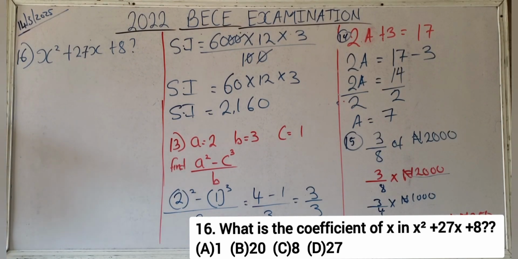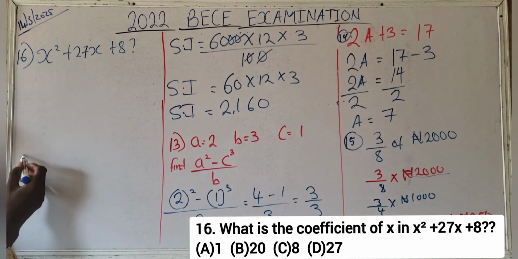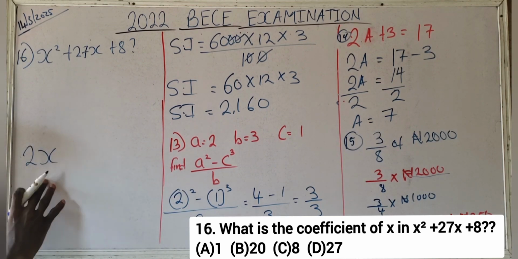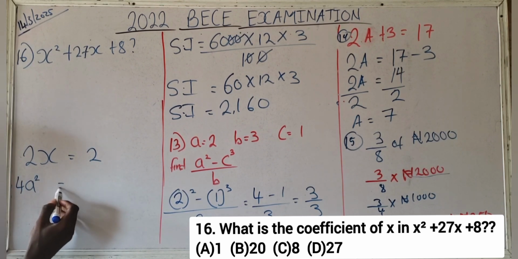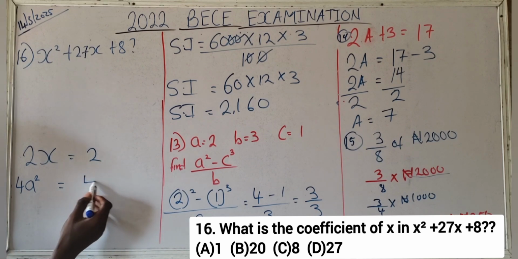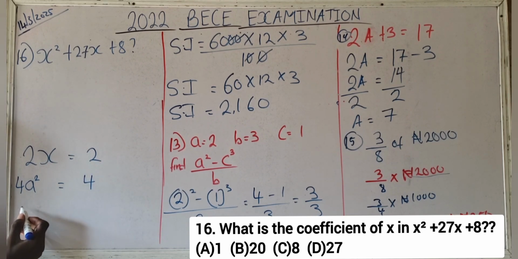Coefficient is the number before a letter. That's the simple term, okay? Coefficient is the number before a letter. Now, let's say we have 2x. The coefficient of x here is 2 because that's the number before x. X is the letter. Let's say we have 4a squared. The coefficient of a squared is 4. Now, let's say we are given this equation.